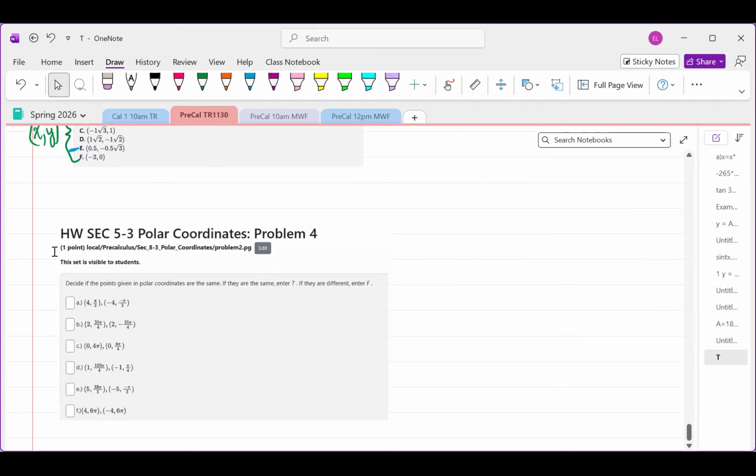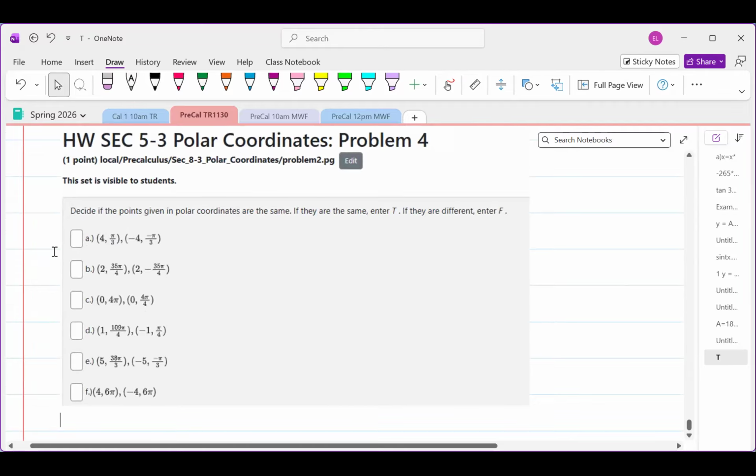All right. Question 4 is kind of similar, but a little bit different. These are two polar points that we're trying to decide if they're the same or if they're different. And whether they're the same or different depends on what the angles are, if they're pi radians apart or not. So one of the ways to do this is to plot both of the points on Desmos and see if they're the same.